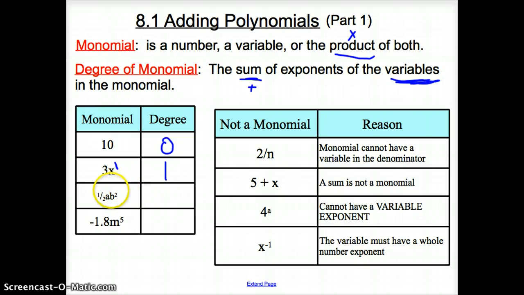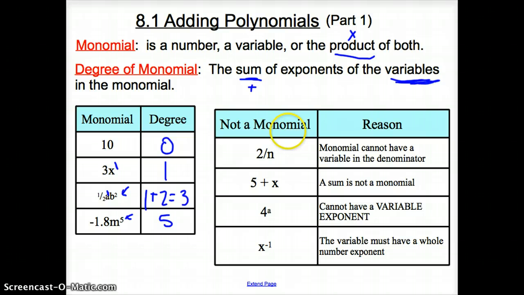Now here it gets a little bit trickier, where 1/2 ab squared is still a monomial. But now how many exponents does that a have? A has 1. The b has 2, so you add those up to get the degree of 3. And then finally, negative 8.5 m to the 5th, that degree is 5, so the degree of the monomial is 5.